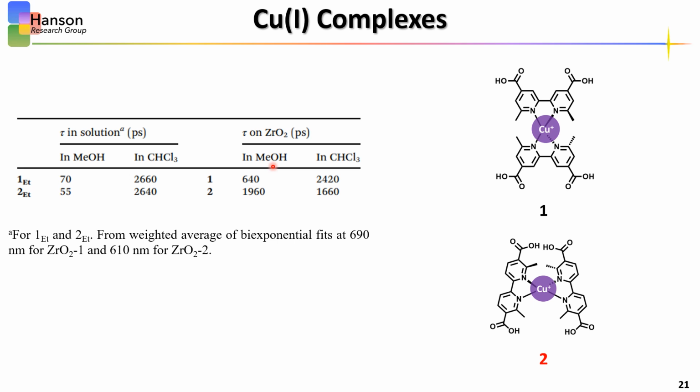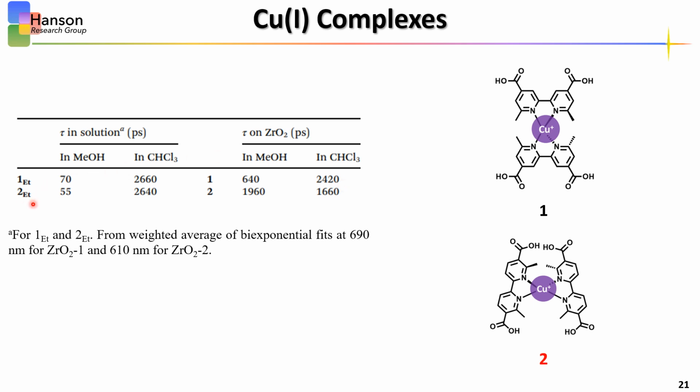So we can see for molecule 1, when only one of them can bind the surface, in methanol the lifetime is about 70 picoseconds, and in chloroform it increases to 2660 picoseconds. And when number 1 is on the surface, in methanol the lifetime is 640 picoseconds, and in chloroform it goes up to 2420 picoseconds.